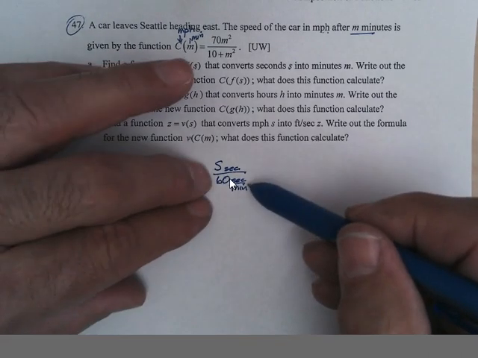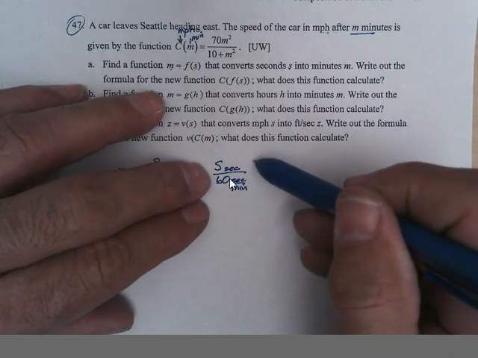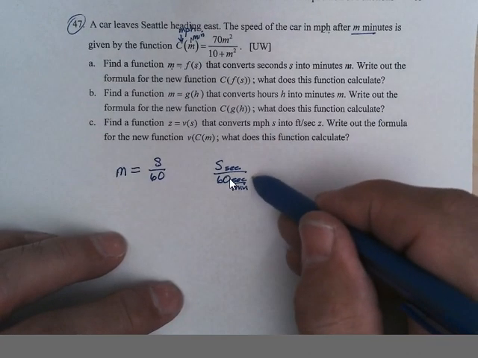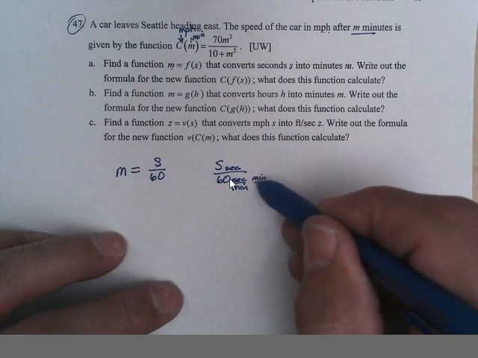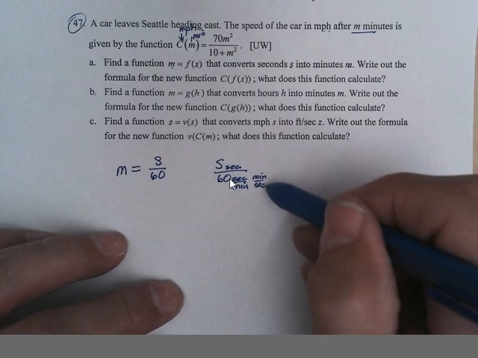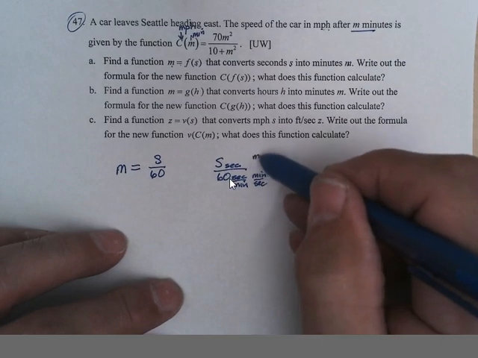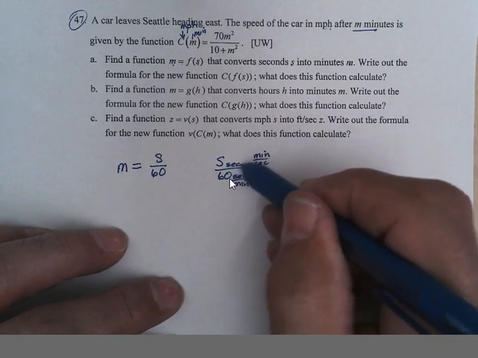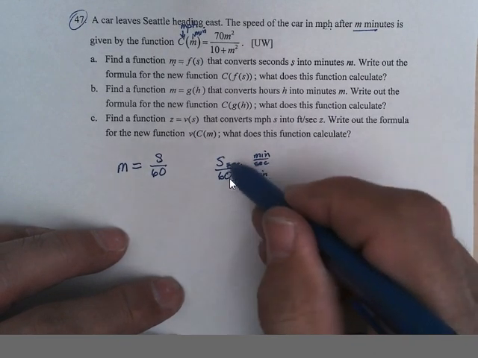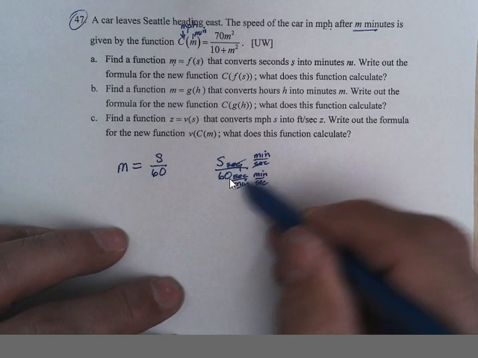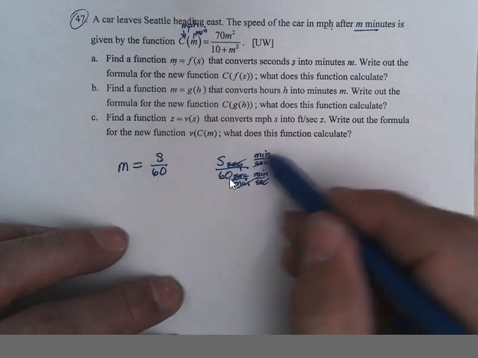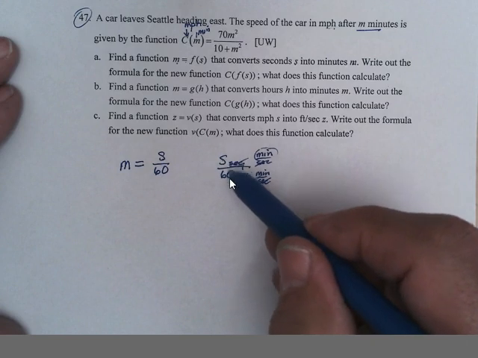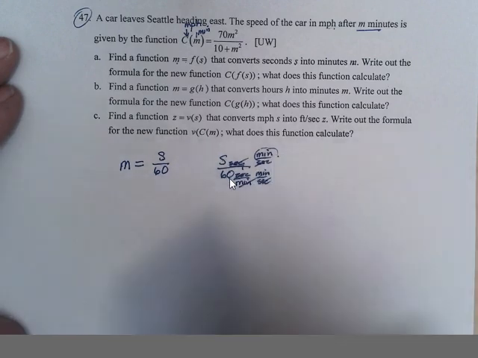to get this out of the denominator, we'd multiply by, just working with the units, minutes over seconds in the denominator and in the numerator. And this is in the numerator, so the seconds cancel, and the minutes and seconds cancel here, and I end up with minutes as my answer. So the function is s divided by 60, and it gives us minutes.